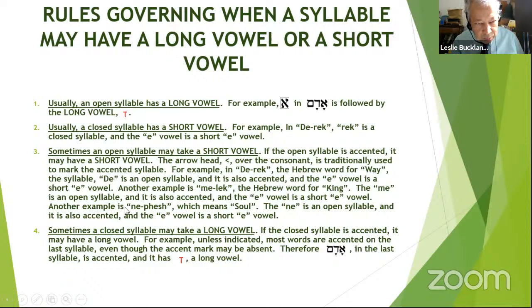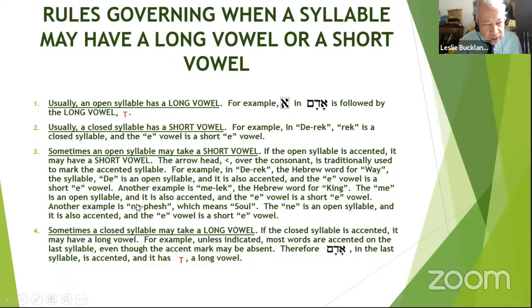Here is another example. The word nefesh. This is nun, segol. That's one syllable. Then the final syllable is phe, P-H-E or F-E, and then shin. So you have nefesh. And here you have an open syllable, consonant followed by vowel.